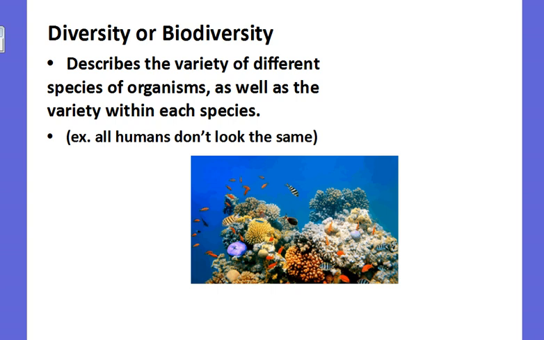Diversity, or sometimes it's called biodiversity, describes a variety of different species of organisms. So in this picture here, there's a lot of different types of fish, there's different types of coral, so there's many different types of species of organisms, as well as the variety within each species. And for example, all humans don't look alike. Even though humans are all the same species, some are tall, some are short, some have light skin, some have dark skin, blonde hair, blue eyes, brown eyes. So there's a lot of variety there.